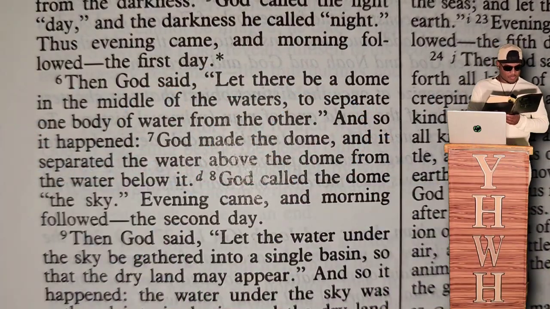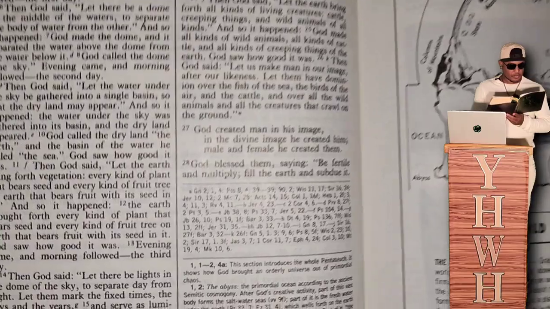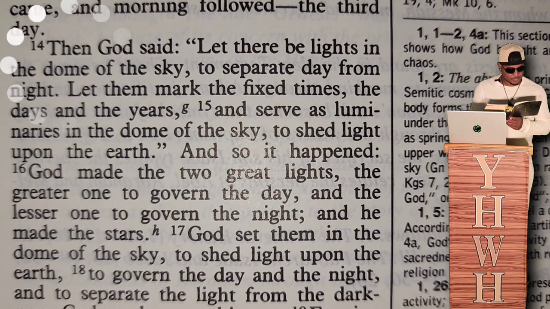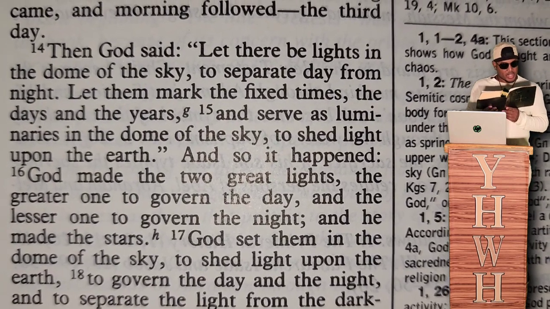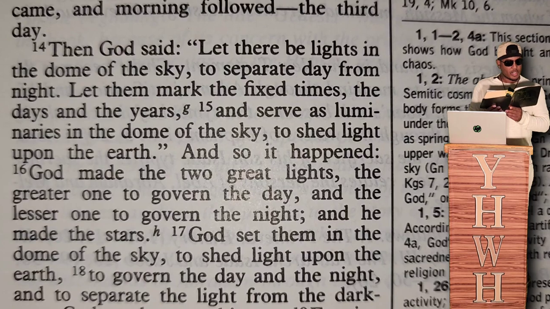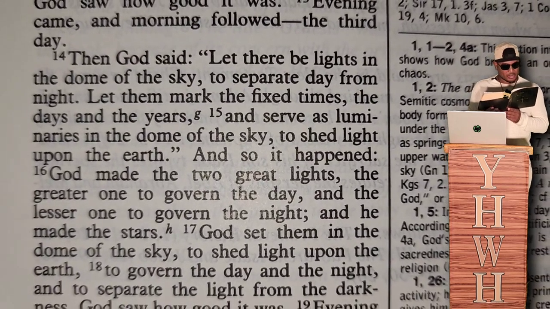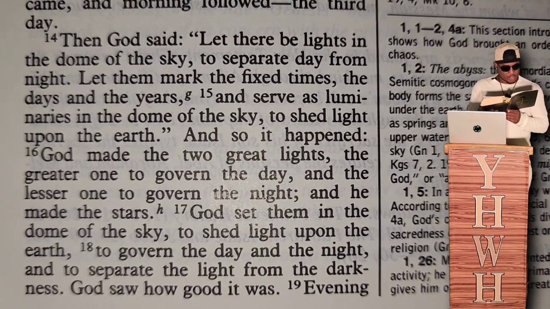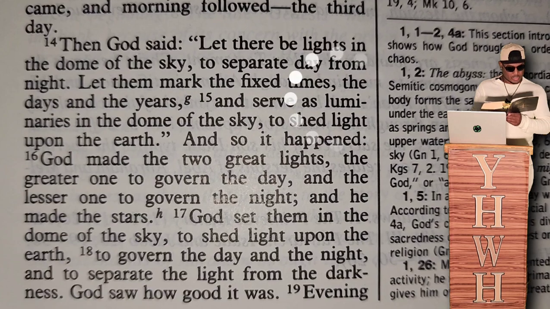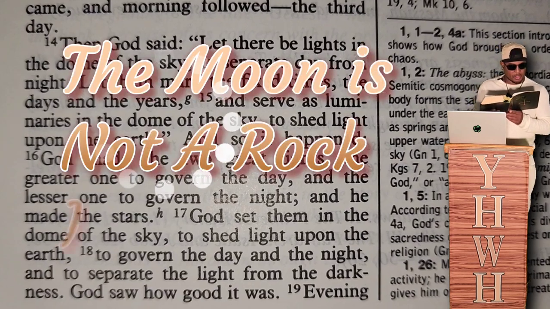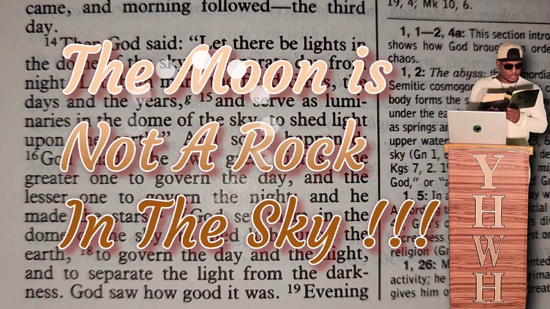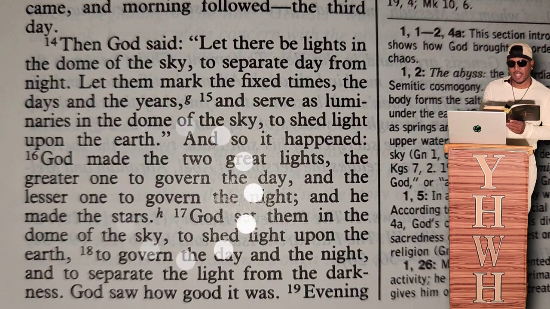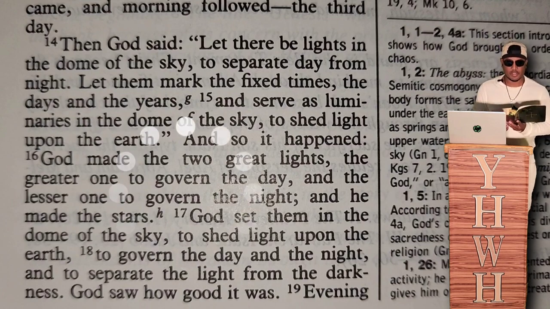Now let's jump down to verse 14 through 19. Then God said, let there be lights in the dome of the sky to separate day from night. Let them mark the fixed times, the days and the years, and here we go, and serve as luminaries in the dome of the sky to shed light upon the earth. And so it happened. Then God made two great lights, the greater one to govern the day. The sun governs light.